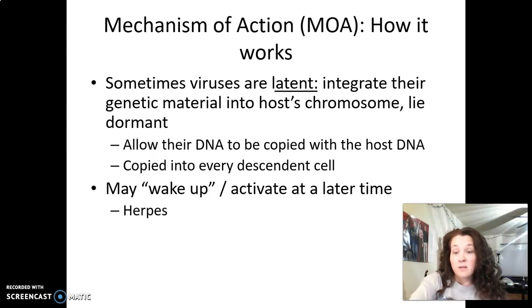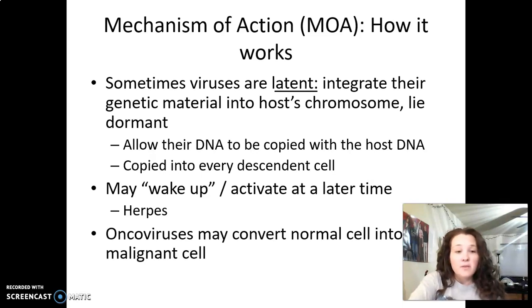But herpes virus is one like this. There are also oncoviruses like this, which convert normal cells into cancer cells.